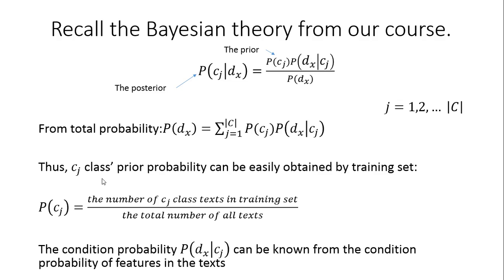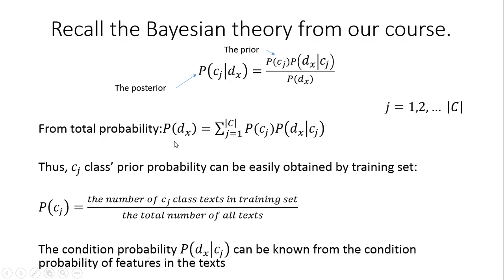Let's recall the Bayesian theory from our course. This is the Bayesian theory formula. This is a posterior probability. This is a prior probability. Here, Cj is the class, dx is object.